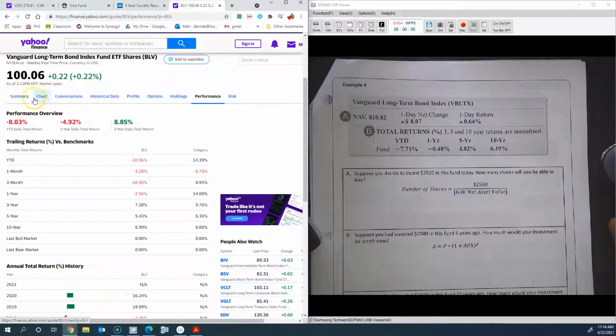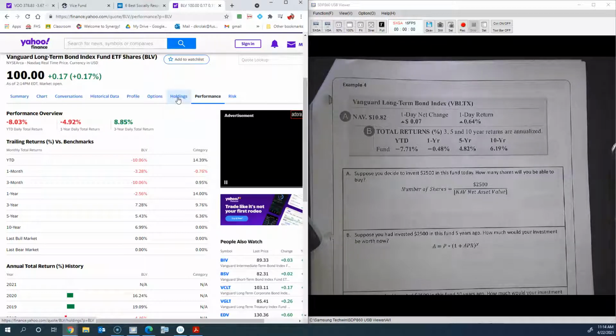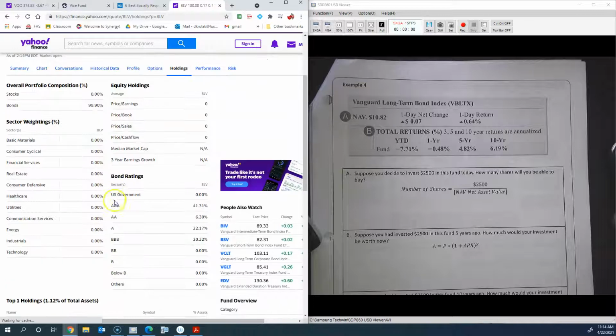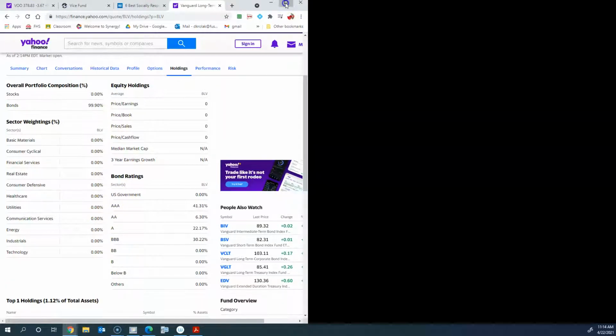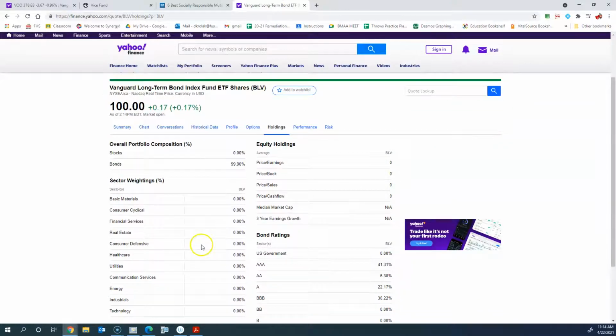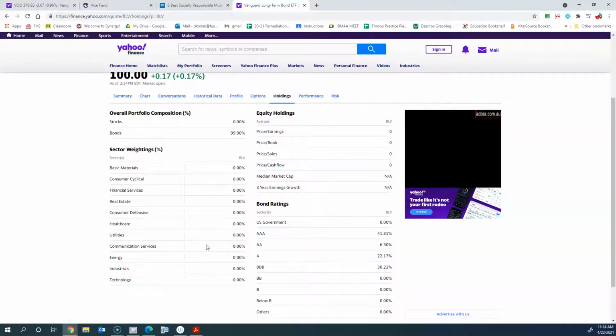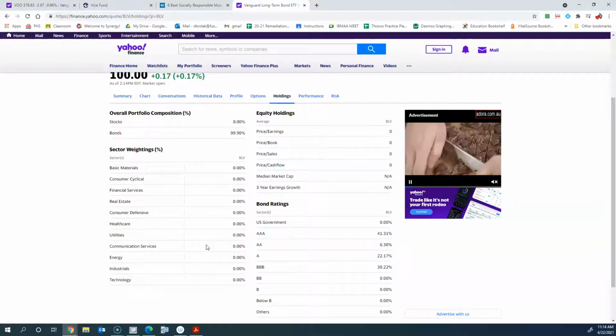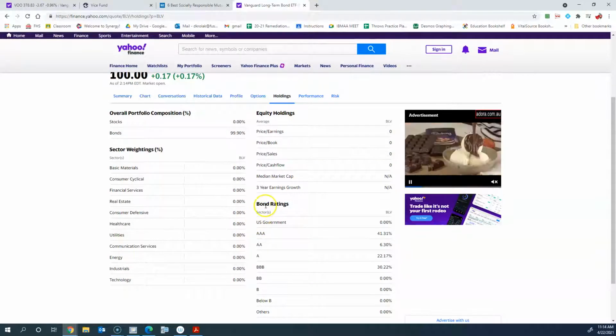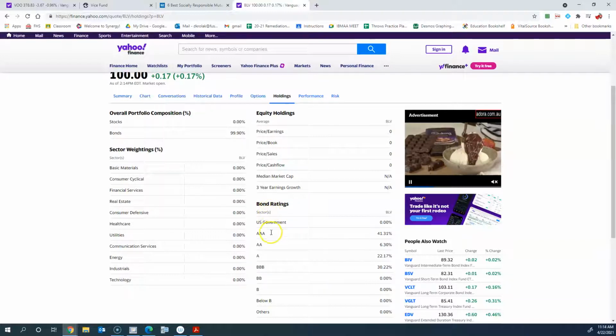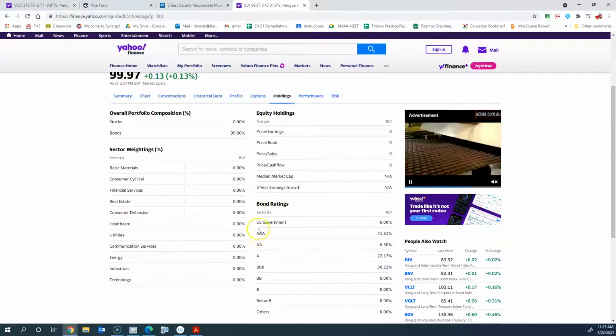And if we look at the summary, let's see what's in this one. What companies? If we look at the holdings. Now, when you look at bonds, guys, remember, if you buy a bond, you're loaning a government or a company money, and they're agreeing to pay you back what you loaned them and a little bit extra. Now, how do you know if a bond is a good bond or a bad bond? Usually a bond that is backed by the U.S. government is very safe.